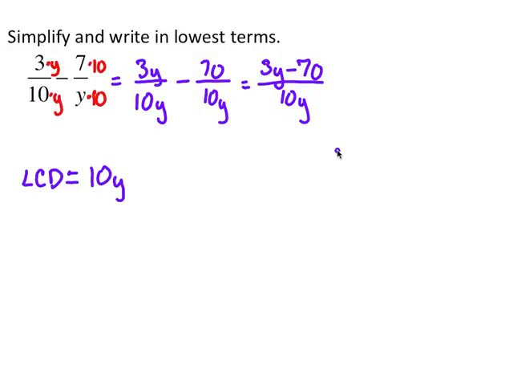And so sometimes working with the variables actually makes the problem easier because there's less multiplying and you don't actually have to do any adding or subtracting because you can't and they're not like terms.